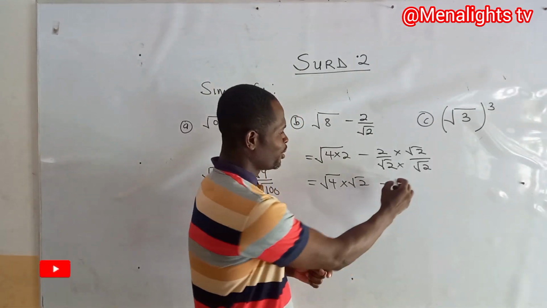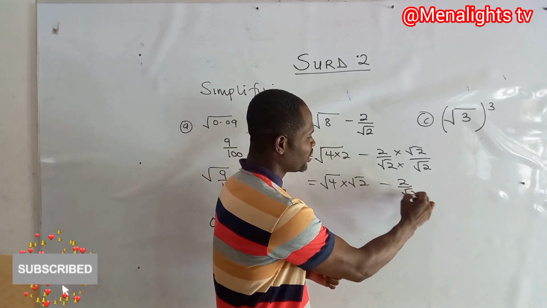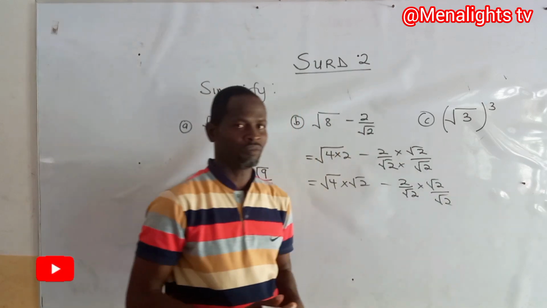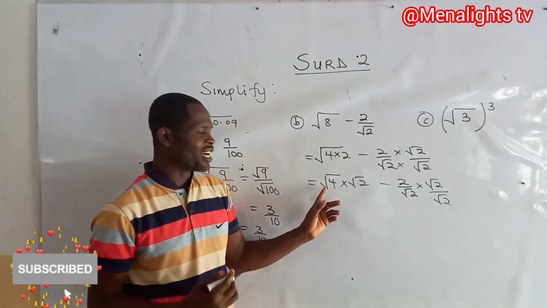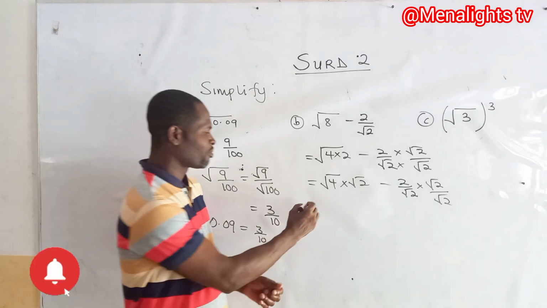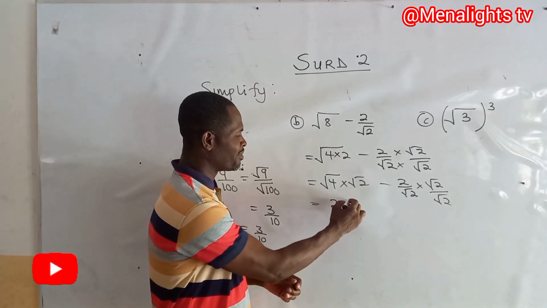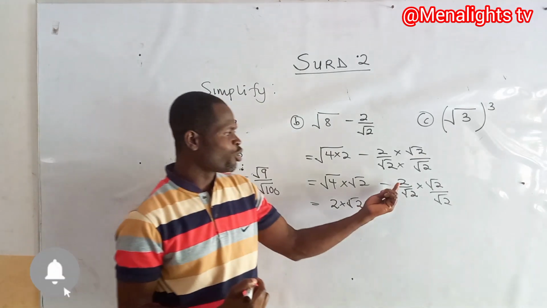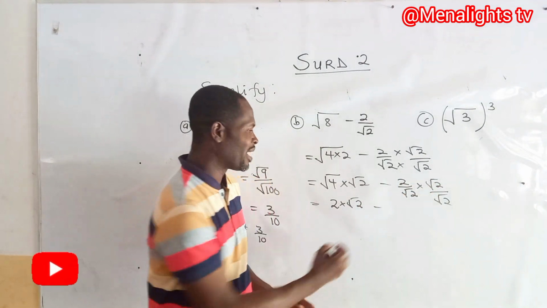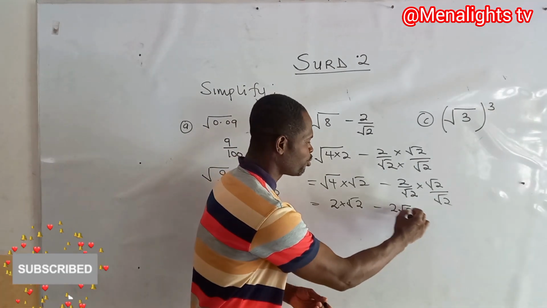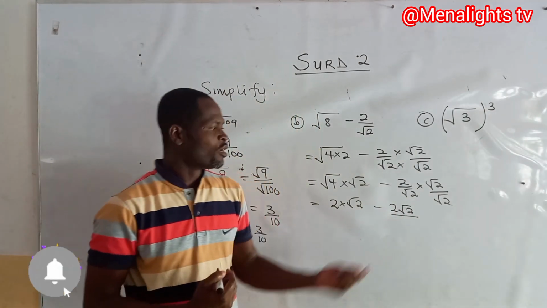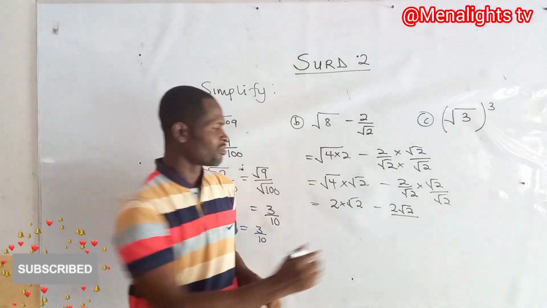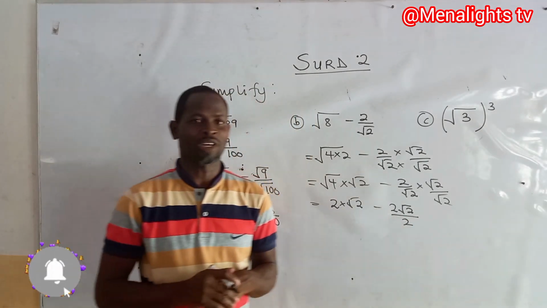minus 2 root 2 times root 2 divided by root 2. Then from here, the root of 4 will give us 2. So here we have 2 times root 2 minus. Then 2 times the root 2 there will give us 2 root 2. Divided by root 2 times root 2 will give us 2. So you have 2 here as well.